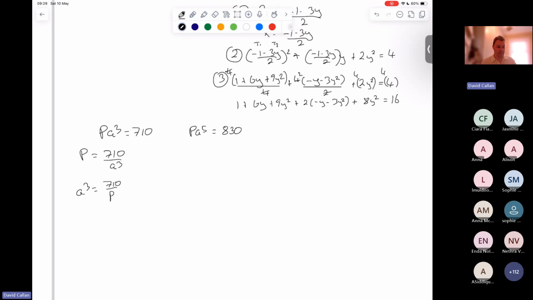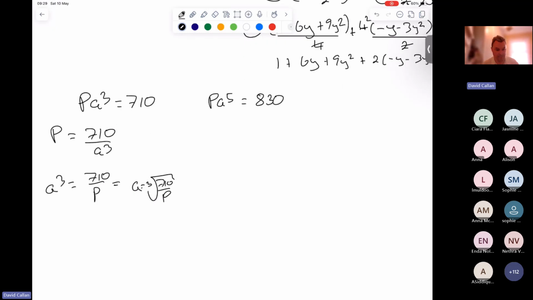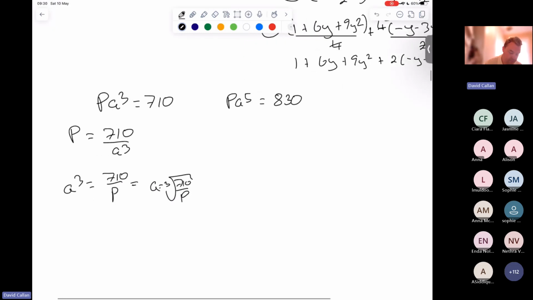So I personally, this is me, like I said, neither is wrong. But if you go with this method here, you're going to have to go a is equal to the cubed root of 710 over p. Now, right away, I'm kind of going like, ugh, hassle. Not impossible, but hassle. And it's up to you. This is step one. So you pick whichever one you like. And then step two is to sub it into the other one.